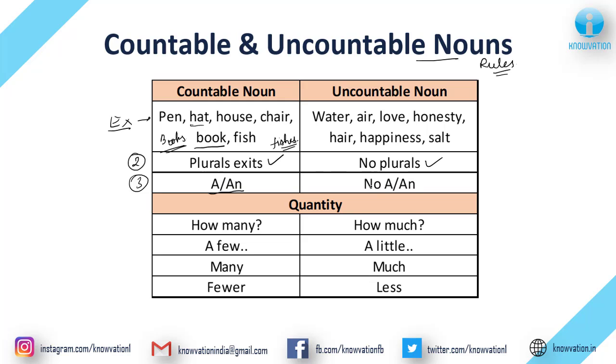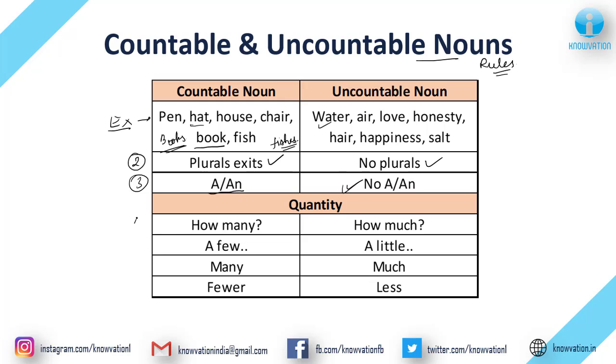Similarly, with uncountable nouns, you cannot use a or an. Okay, so let's say, will you ever say there is a air in the balloon? You will just say there's air in the balloon. Or if you want to use a word with water, you can say please give me a glass of water, but you will not say please give me a water. That will be wrong. All right, so that's how you use a and an with countable nouns.